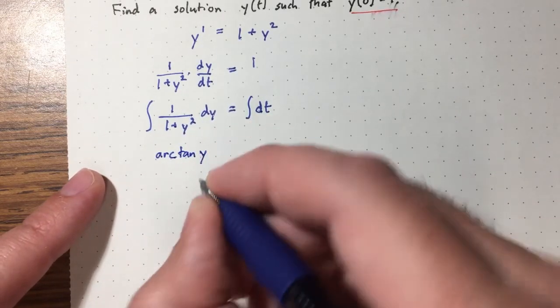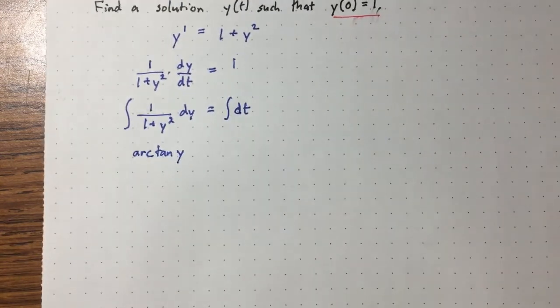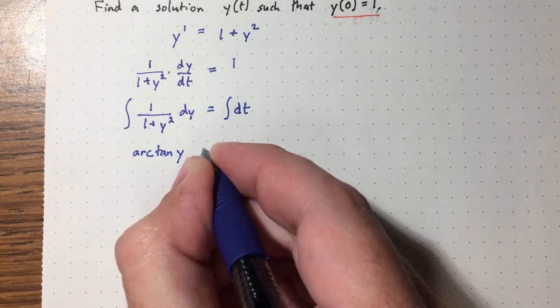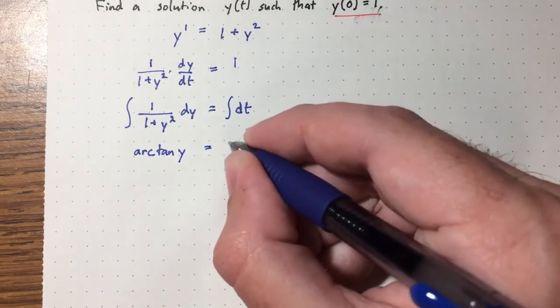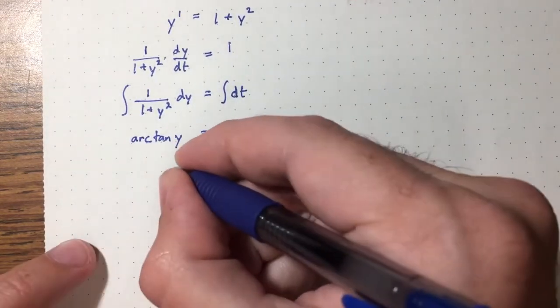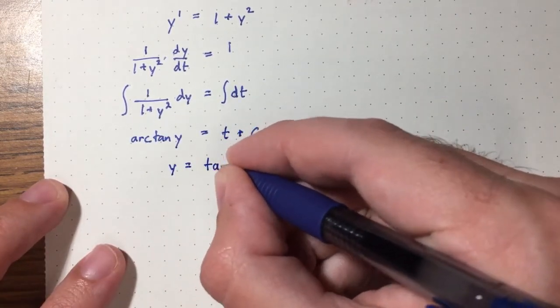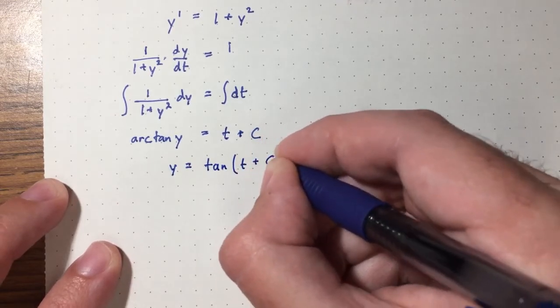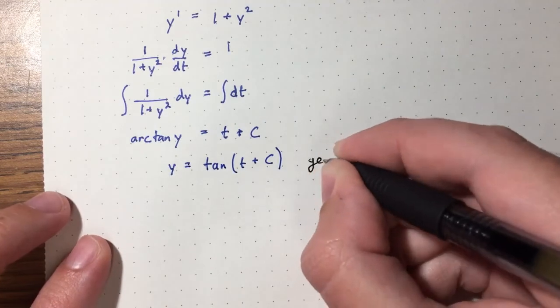Arctan y. That's a good one to have committed to memory. The integral of 1 over 1 plus y squared is the arctangent of y. That one comes up a lot. So we need an arbitrary constant, but I'll put it on the right side. So here we have t plus c. And let's solve for y. How do you undo arctan? You take the tangent of both sides. So we get y equals tangent of t plus c. Great, so this is our general solution.